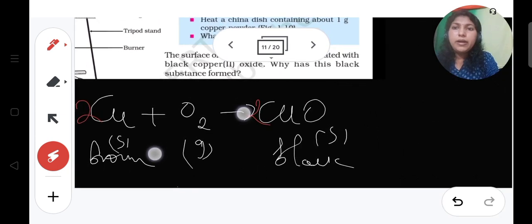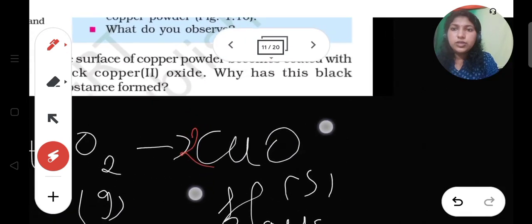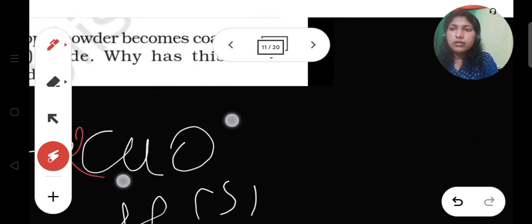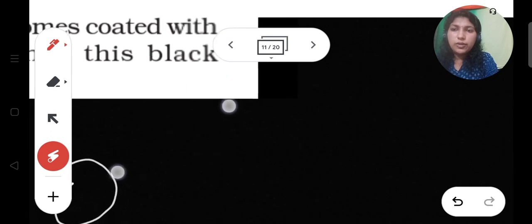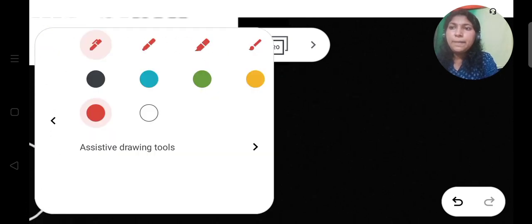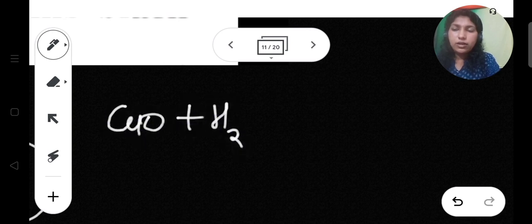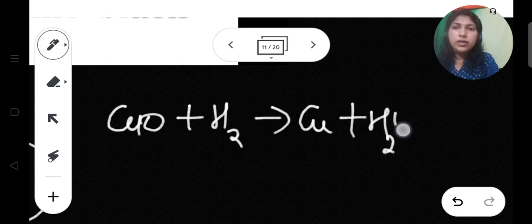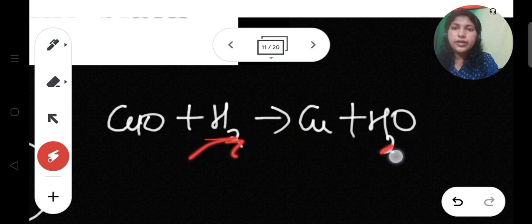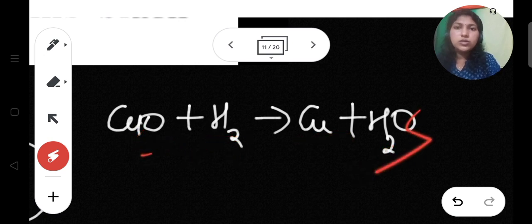To remove the copper oxide's black color, we can pass hydrogen gas over it. Copper oxide plus hydrogen: the hydrogen gas reacts and the copper oxide changes to copper. Cu plus water will be obtained. Copper is 1, hydrogen is 2, and oxygen is 1 on both sides. So this is a balanced equation.